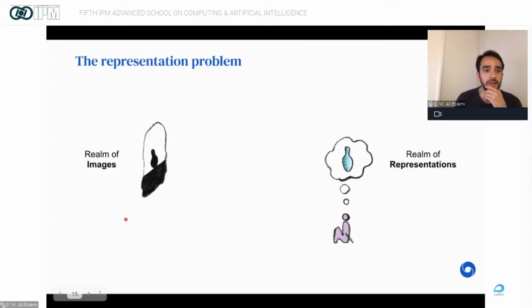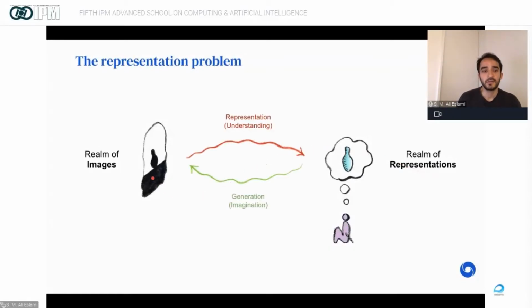So when we have this realm of images and this realm of representations from our introduction, there's really, if you think about it, only so much you can do. One thing you can do is go from images to representations, and some people call that representation as a verb, or understanding as a verb. Or you can go from the realm of representations back to the realm of images, and some people call that generation as a verb or imagination as a verb.